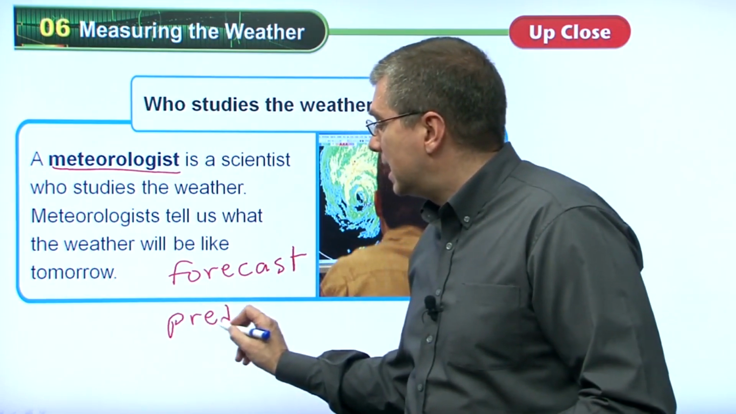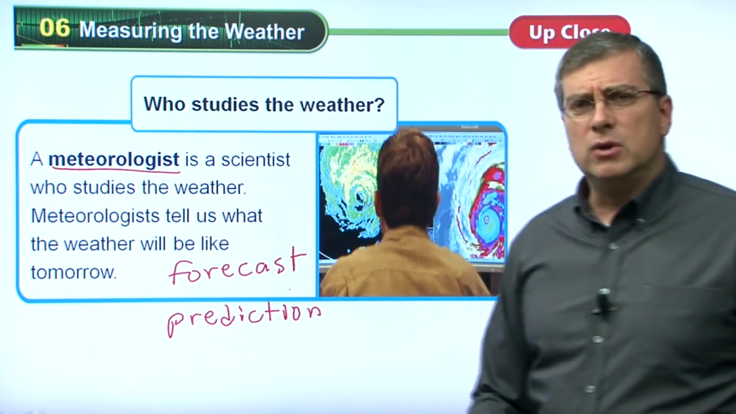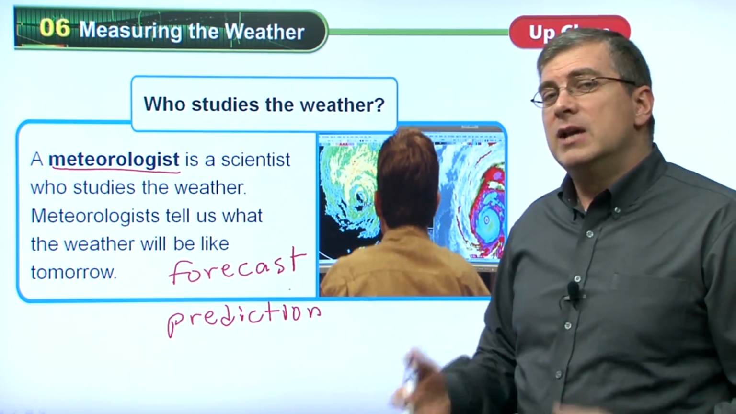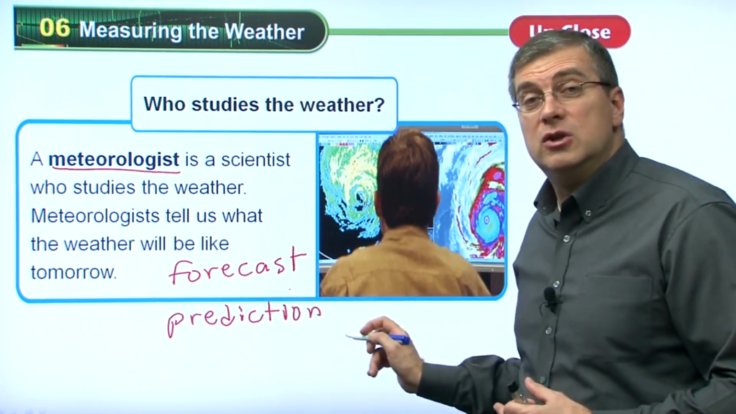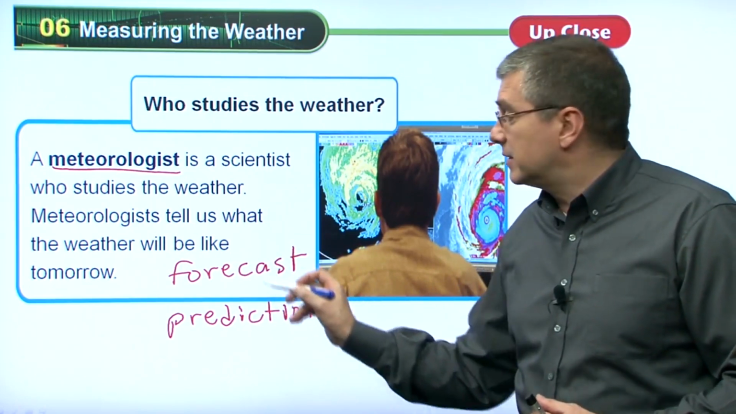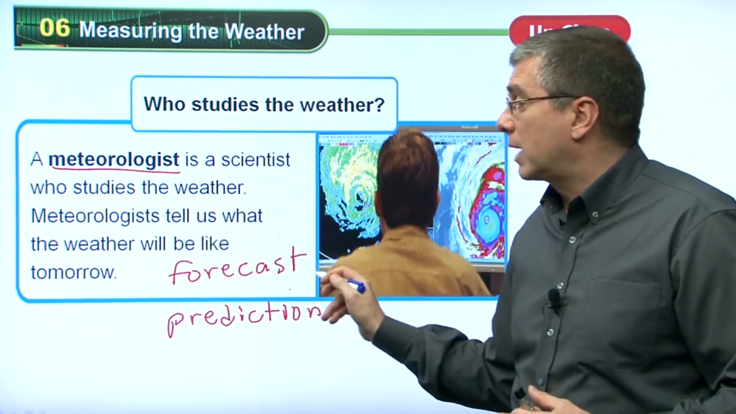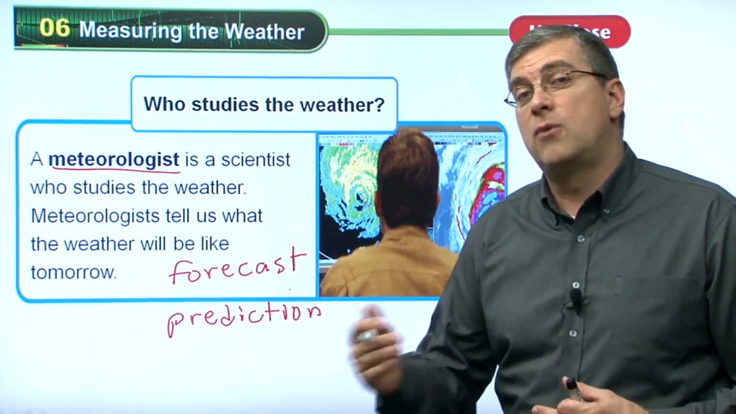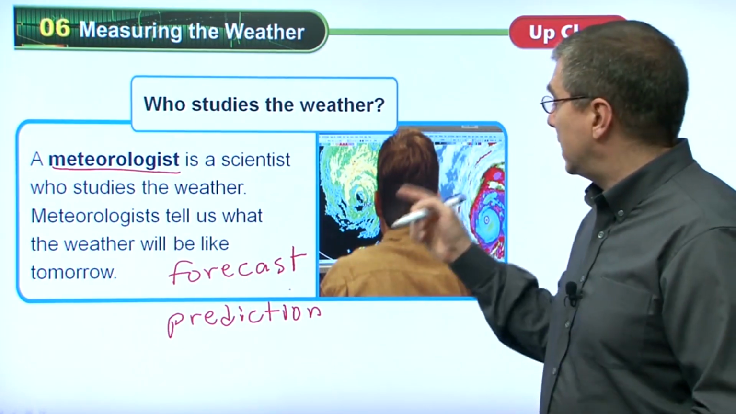prediction about the weather. They study what the weather is doing, and they have a lot of knowledge about what weather patterns are like, so they can predict the weather. They can guess what the weather is going to do in the future. That's a prediction, a guess about the future. And from those guesses, they can give us a report about the weather in the future, and that is a forecast. They tell us what the weather will be like tomorrow. That's tomorrow's forecast. It's a prediction that meteorologists make when they study the weather.